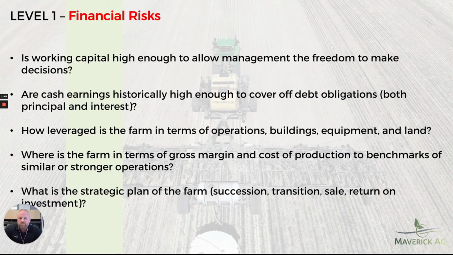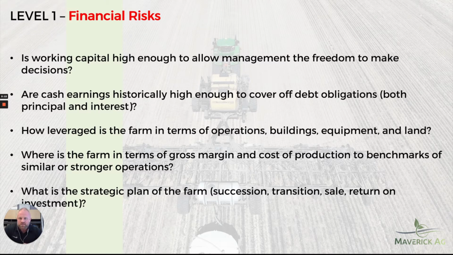So, level 1 under financial risks. Is working capital high enough to allow management the freedom to make decisions? Do we have the freedom to sell our grain when we want, not when we need? And can we buy crop inputs when they are at the lowest cost or best margin versus when we have to? Are cash earnings historically high enough to cover off debt obligations?